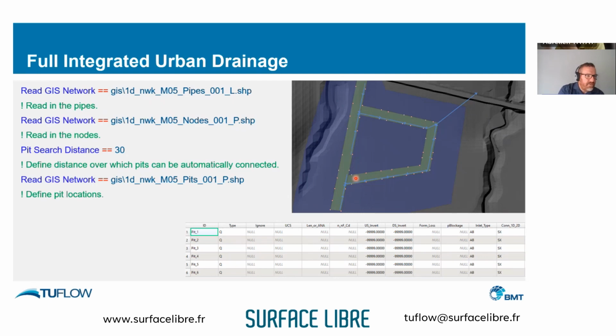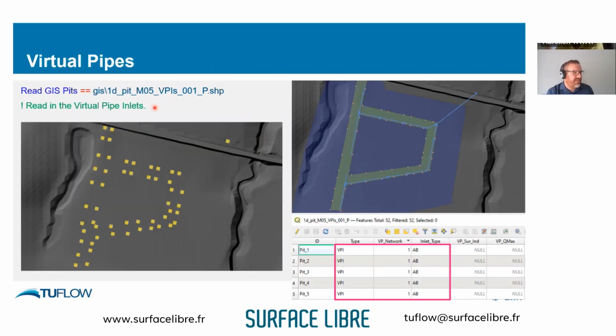Any flow that gets captured over here gets applied to the nearest node. So we're using virtual pipe, we're using the pits, but we're using them with the full representation of the subsurface network. In this example, we were just using the pits, but these were virtual pits. They were just taking flow away from the model domain, and they weren't actually doing anything with them.